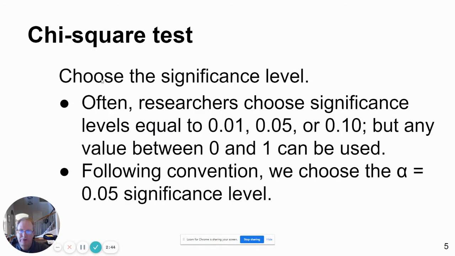The next step is to choose our significance level. There are lots of numbers we could choose. A significance level is a number between 0 and 1, but if we're not told which one to choose, following convention, we will choose the 0.05 significance level.